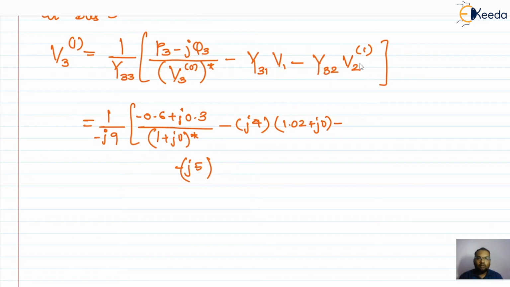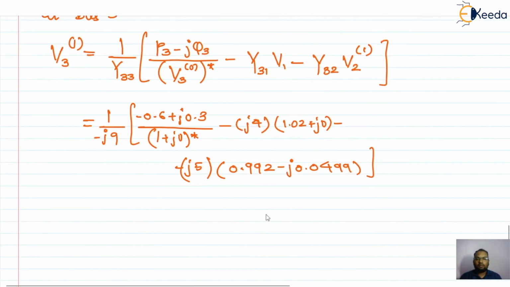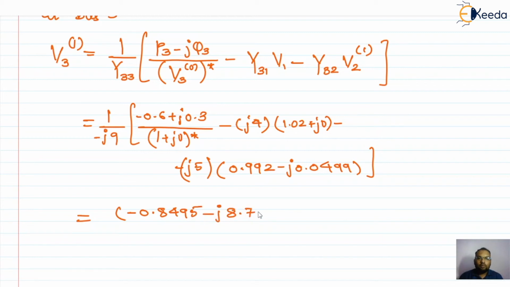Okay, then this V21. We will use this accelerated value. So here I'll write my 0.992 minus j0.0499. Just solve this. On solving this, for this square bracket, you will get minus 0.8495 minus j8.74, divided by this term, minus j9.